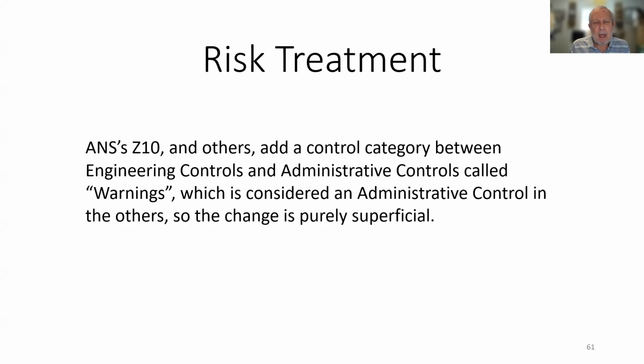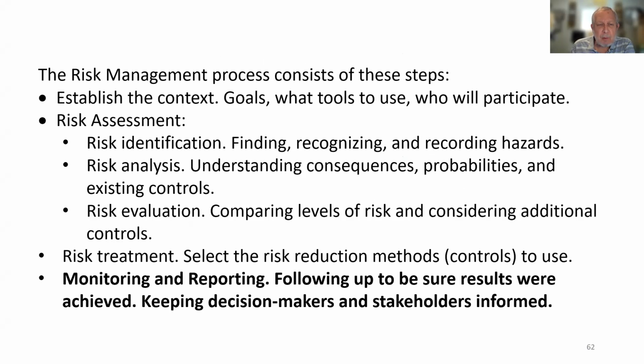ANSI Z10 and others add a control agency between engineering controls and administrative controls called warnings, which I just talked about, which is considered an administrative control in the others. So the change is purely superficial. Now we've done all this other stuff. We've established a context. We've done risk identification, risk analysis, risk evaluation, risk treatment. Now we're going to do monitoring and reporting. Now remember, this module is just a recap, just the high points. So the detail was all in the individual modules that had each one of these in there.